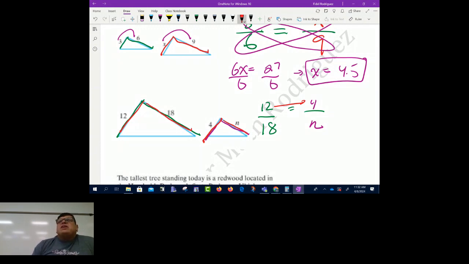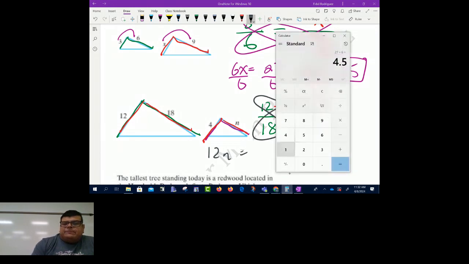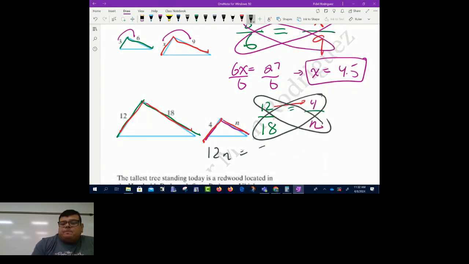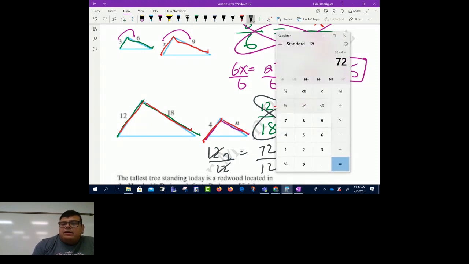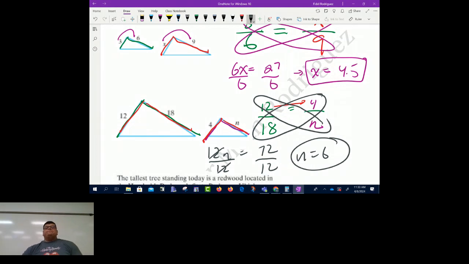So again, it's how you set up, but it's basically the same kind of setup, right? Look, y'all, let's cross multiply. So 12 times n, boom, 12n. 18 times 4, I don't know, we're going to find out. 72. And then we're going to divide by the number in front of my letter. In this case, it's n. So 72 divided by 12, y'all, nice and neat, pretty number. We get 6.